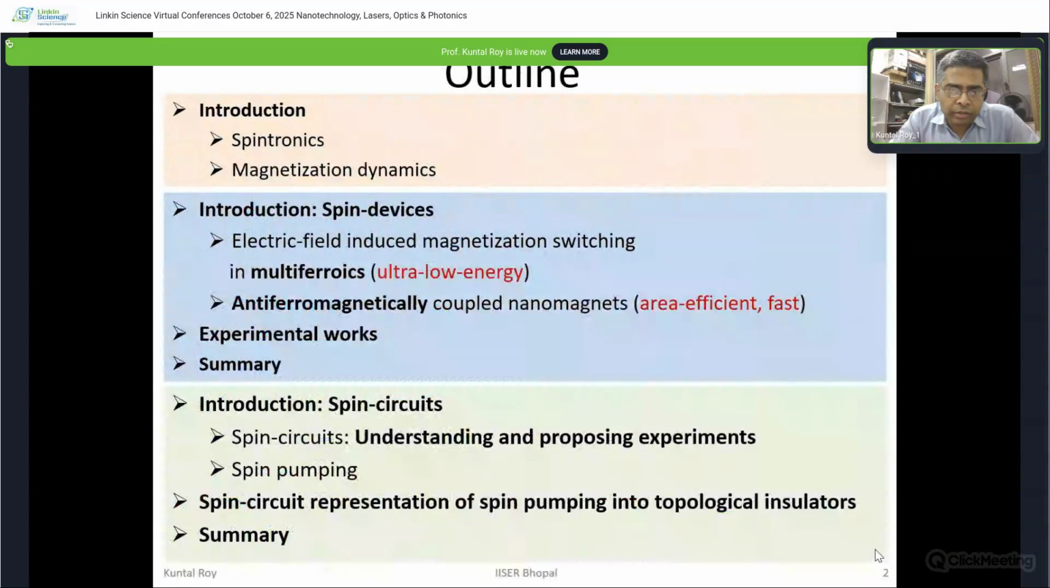Here is the outline of my talk. First, I will give you an introduction on spintronics and magnetization dynamics. Then I will separate the talk in two parts. One is on spin devices, another is on spin circuits.